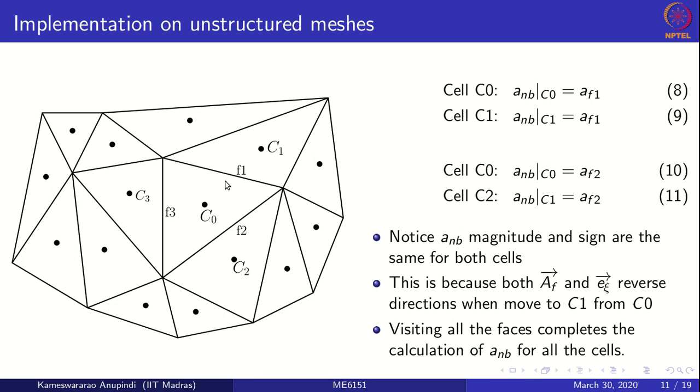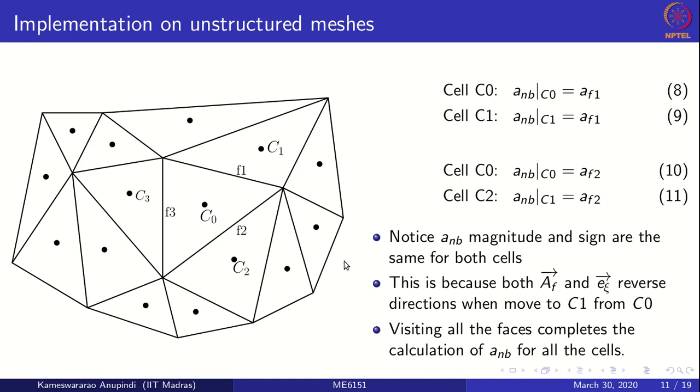Similarly, when we go to the next face, F2, we calculate what is AF2 from the original expression, that is gamma F by delta xi F, AF dot AF by AF dot xi, and then assign it to A and B for C0 and A and B for C2. This also should read C2, okay, not C1.